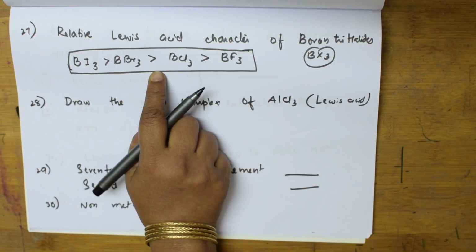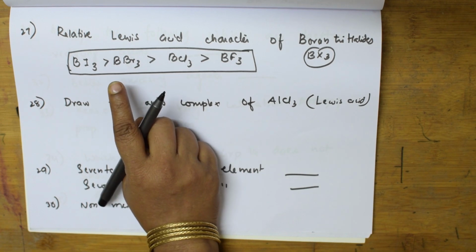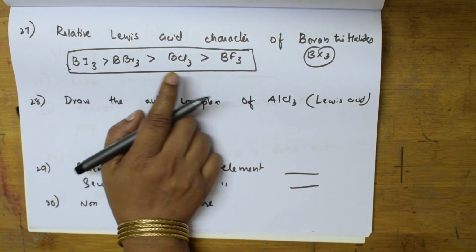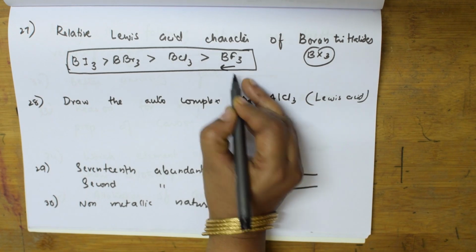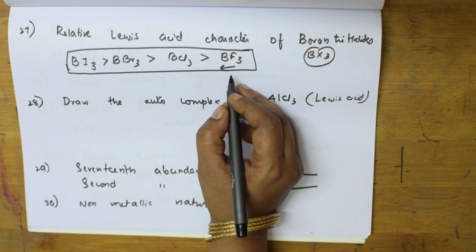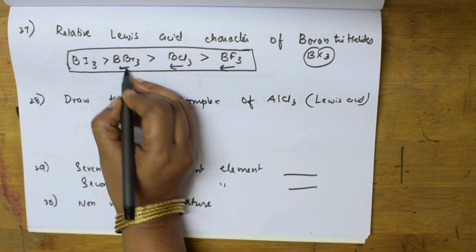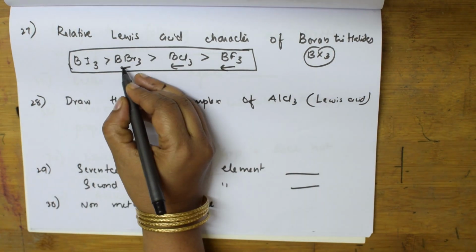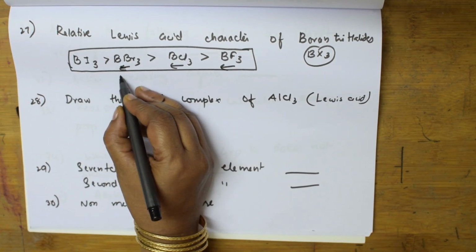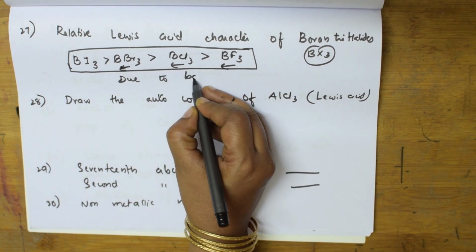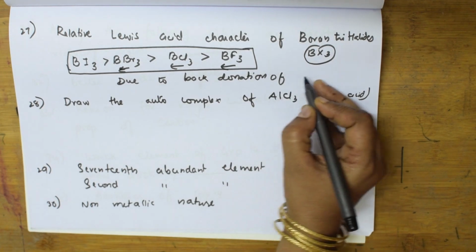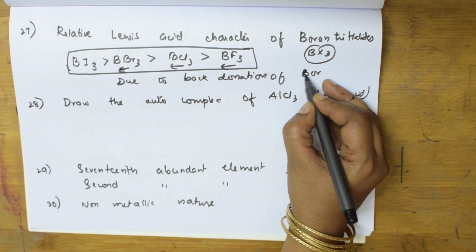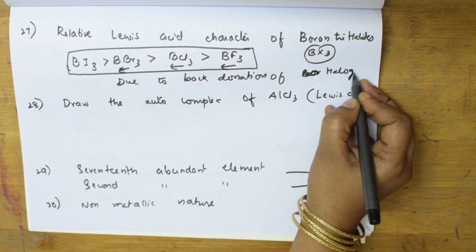So why is this order seen? Because of back donation by smaller halogen atoms, isn't it? So this is a smaller halogen atom, and they start back donating to boron like this. It back donates to this, forming what type of bond? They form p-pi bonding. Okay, so because of this back donation, the order is formed. So let us write: due to back donation of halogens. Right, let us come back.